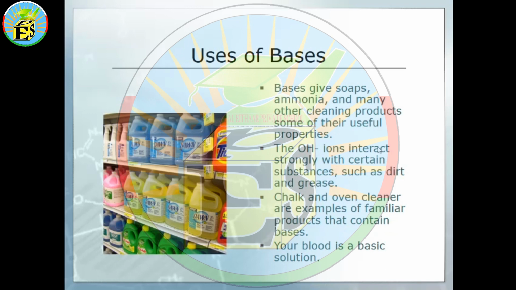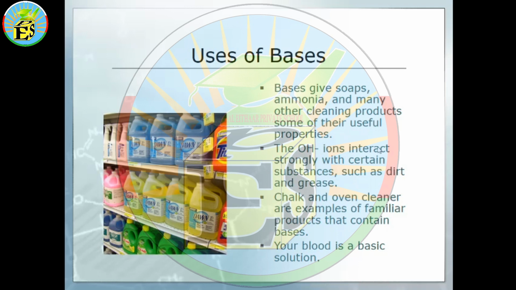Now there are some uses of bases. Bases give soaps, as I mentioned before, ammonia and many other cleaning products some of their useful properties. The OH ions interact strongly with certain substances such as dirt and grease. Chalk and oven cleaner are examples of familiar products that contain bases. And the most important thing, if you don't know it already, your blood is a basic solution.